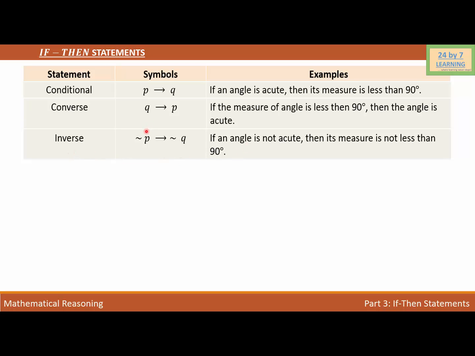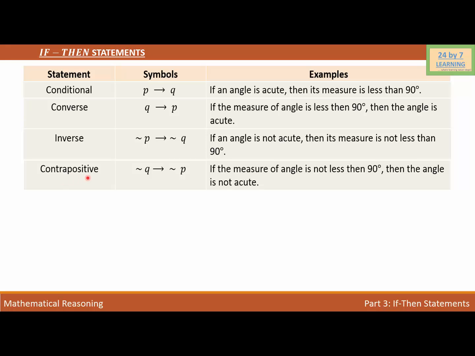The next type of statement is known as the contrapositive. We are using the converse statement to write the contrapositive. If you remember, when you write the converse of a statement, the conclusion becomes the hypothesis and the hypothesis becomes the conclusion. When we want to write the contrapositive, we will use the converse statement and then use not, or negation, with the converse of the statement. If we do that, we will use this example and write: if the measure of the angle is not less than 90 degrees, then the angle is not acute. So we are using this example right here to write the example for the contrapositive.